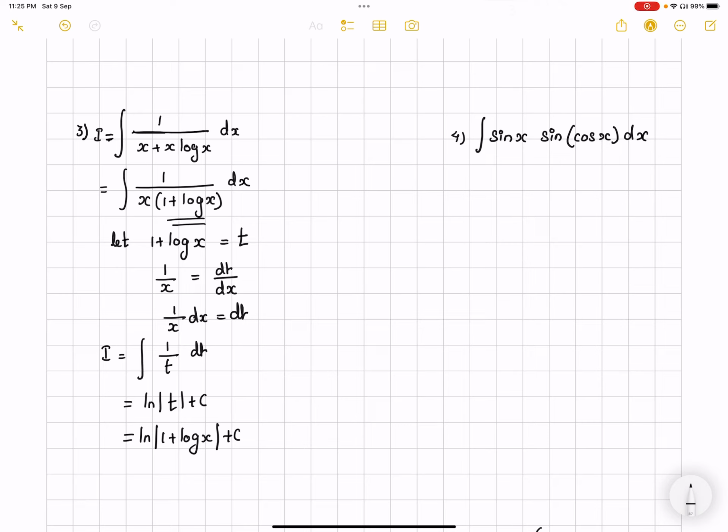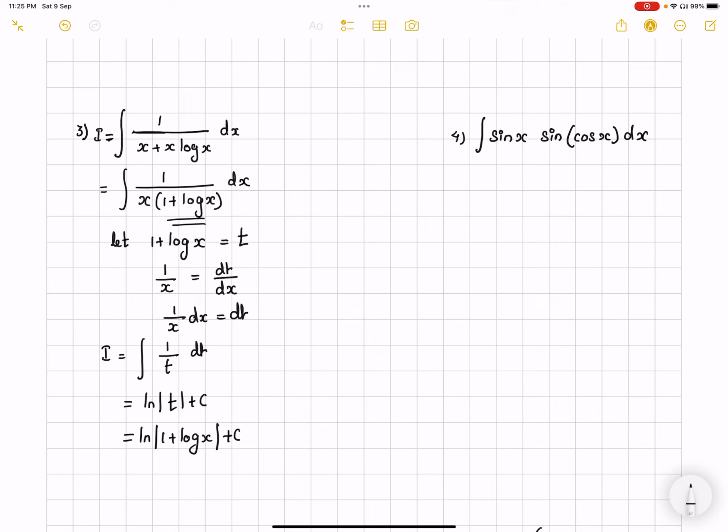Now here in this particular problem, we have sine and cos. Let's see how to solve this problem. Let's see which part I need to take for substitution. If I take sine x and differentiate it, I get cos x. But cos x is not a normal function here in my integrand. Actually, it is sine of cos x, right? So it's not an easy way for solving. It can't be solved in that way.